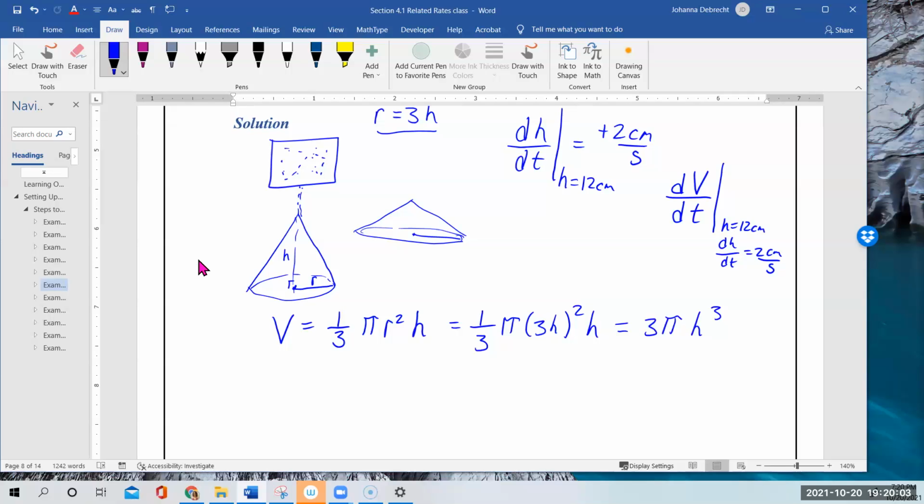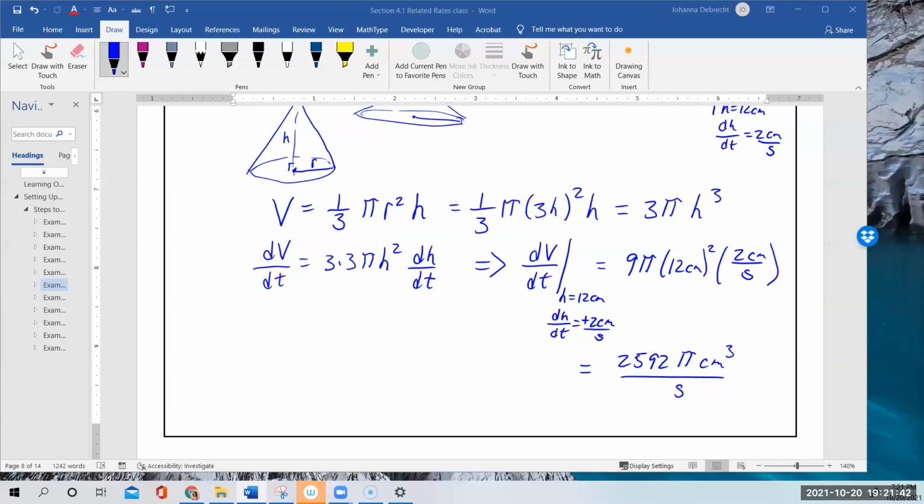Now that I have 3 pi h cubed equal to the volume, I can take the derivative of both sides and solve it. Go ahead and pause the video here, complete the implicit differentiation of both sides using the chain rule, work out the solution, then turn the video back on to compare your answer to mine.